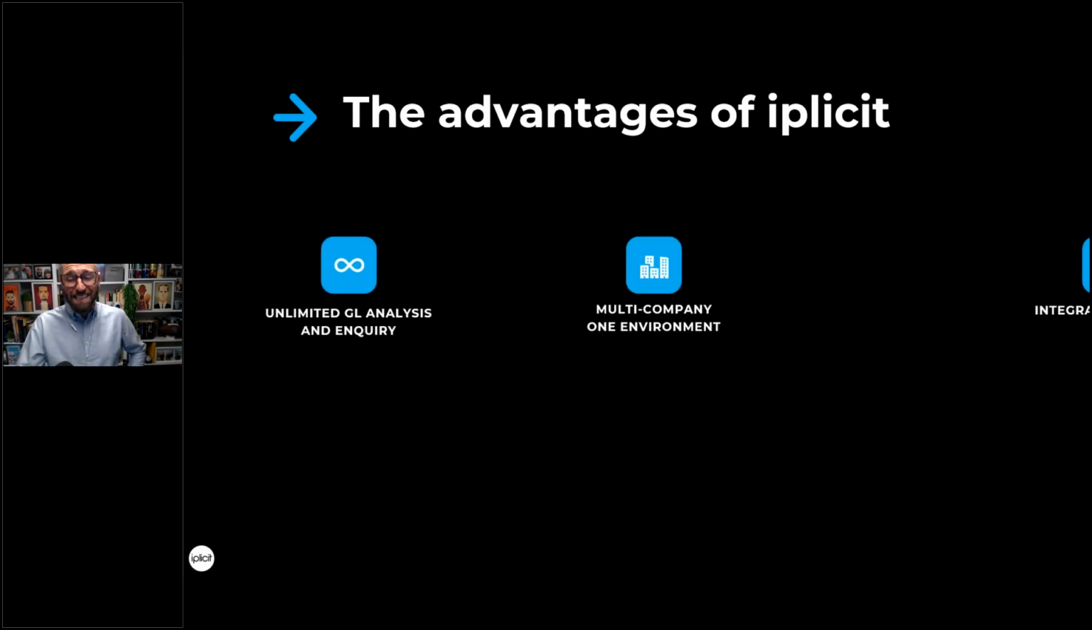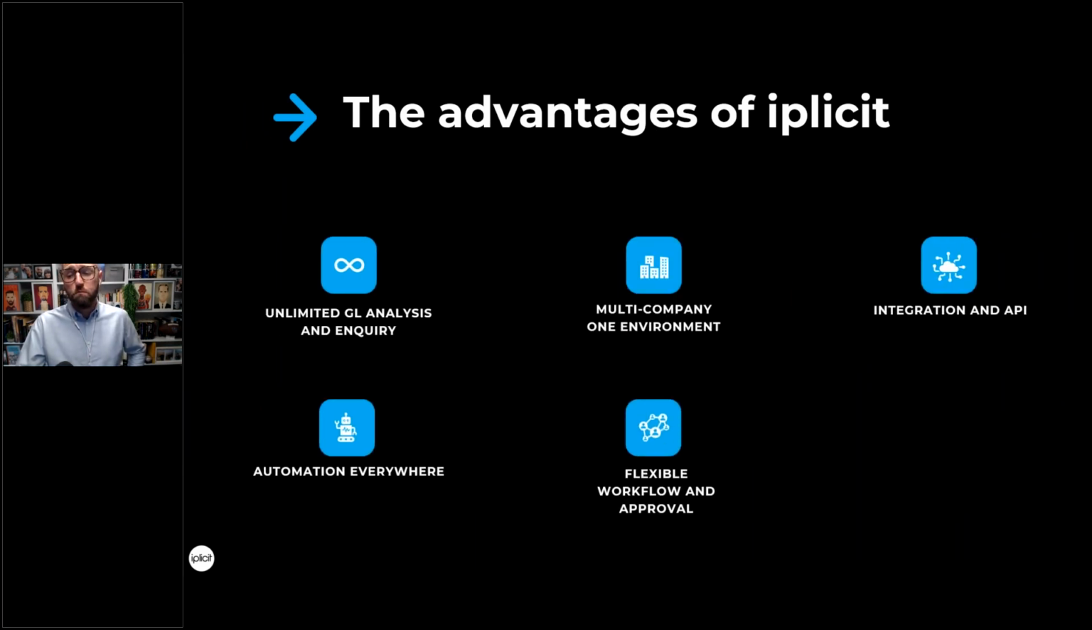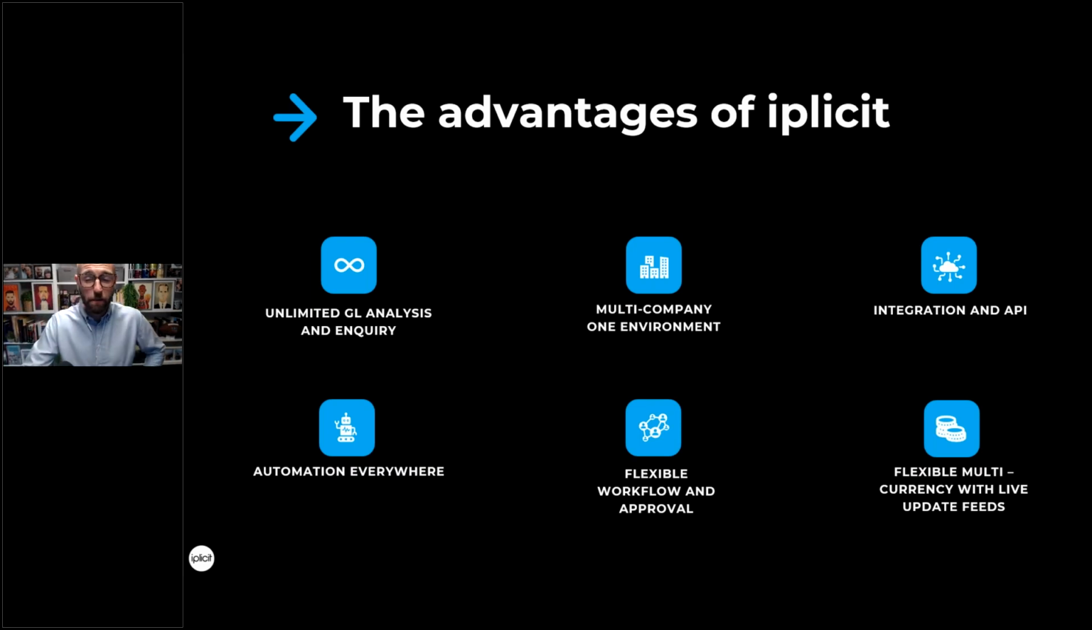So I don't want to steal Guy's thunder too much in terms of the functionality that we'll showcase today. For example, the unlimited GL analysis, you will see that throughout the product. That essentially means unlimited tracking codes or dimensions, how you can slice and dice data and get to a real granular level of information on the back end of your reporting. Automation, of course, that's the heart of the topic today and what we're going to show you.